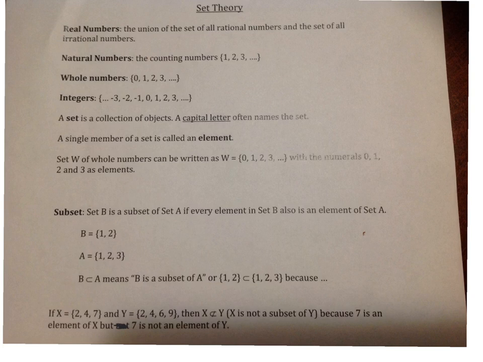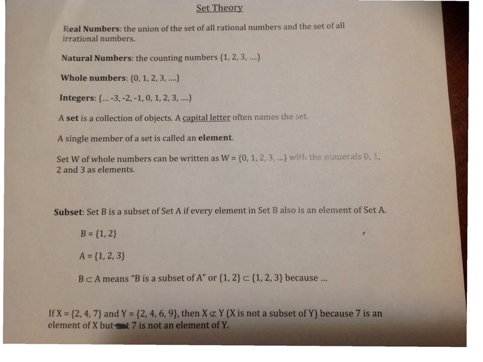So here we go. Real numbers. Real numbers are the union of the set of all rational numbers and the set of all irrational numbers. Natural numbers are your counting numbers: 1, 2, 3, 4, 5, etc. Whole numbers include 0. So they are 0, 1, 2, 3, 4, 5, etc.